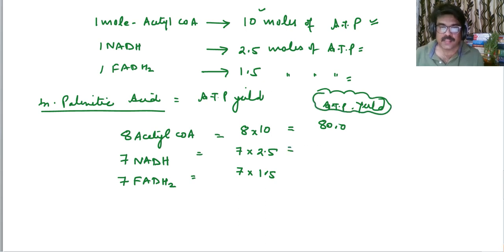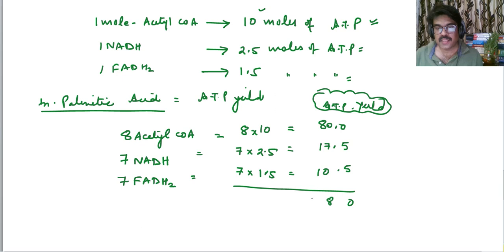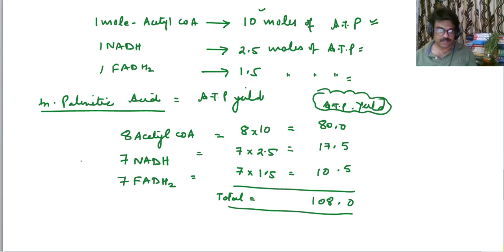Now 7 fives are 35, then 7 twos are 14, 14 and 3, so it will be 17.5. Now 35 and 7, it will be 10.5. So let's calculate. This is 0, this is 8 and this is 10. So total ATP molecules formed are 108.